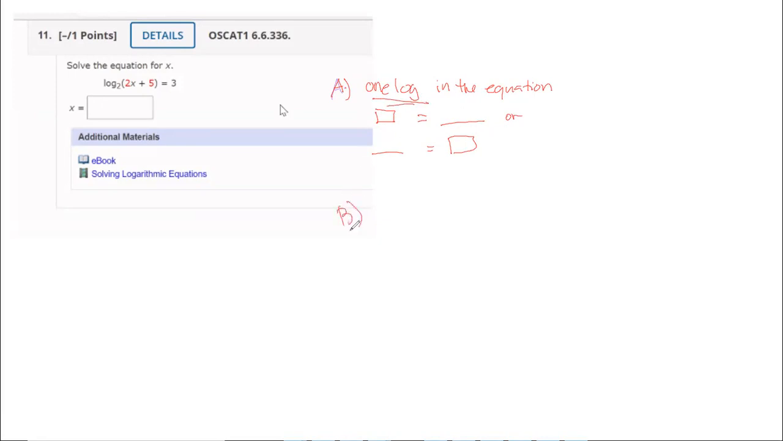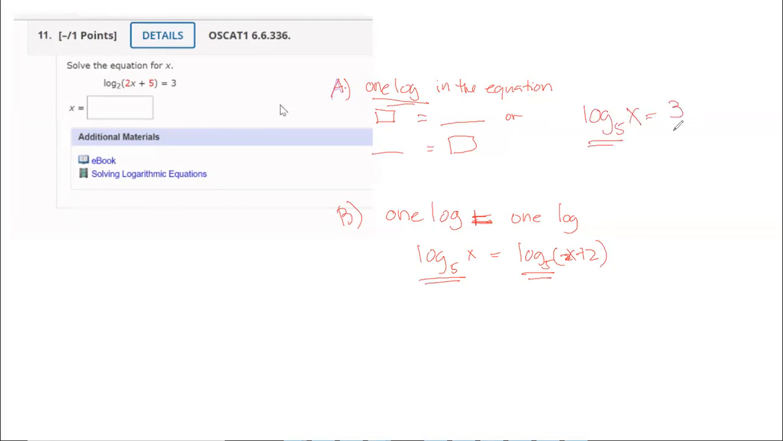The second one is that you have one log here, plus something, equals one log there. For example, log 5x equals log 5 of 2x plus 2. You have one log on each side, and that's great. That's type 2. An example for type 1 would be log 5 x equals 3: one log here, no log at all. So that's type 1, type 2, one log on each type.